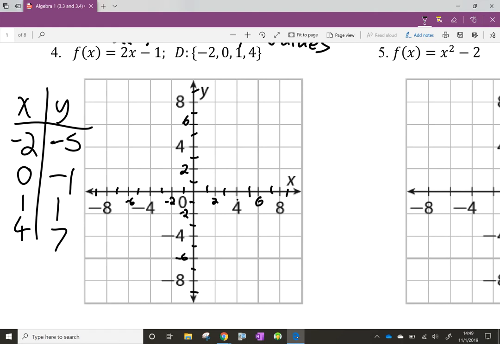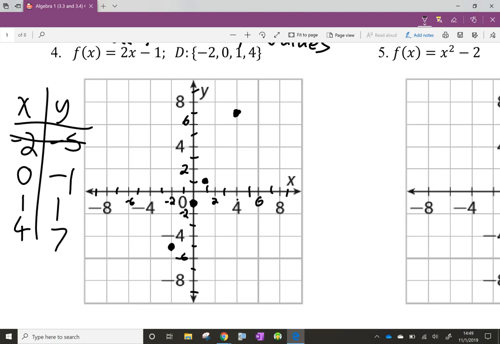-2, -5 would be right here. That's -2 on the x-axis and -5 on the y-axis. All right, 0, -1 will be right here. Hopefully you can see where I'm putting that point. I'm trying to make it obvious. 1, 1 will be right here. And 4, 7 will be up here. All right. So hopefully you can see those okay.